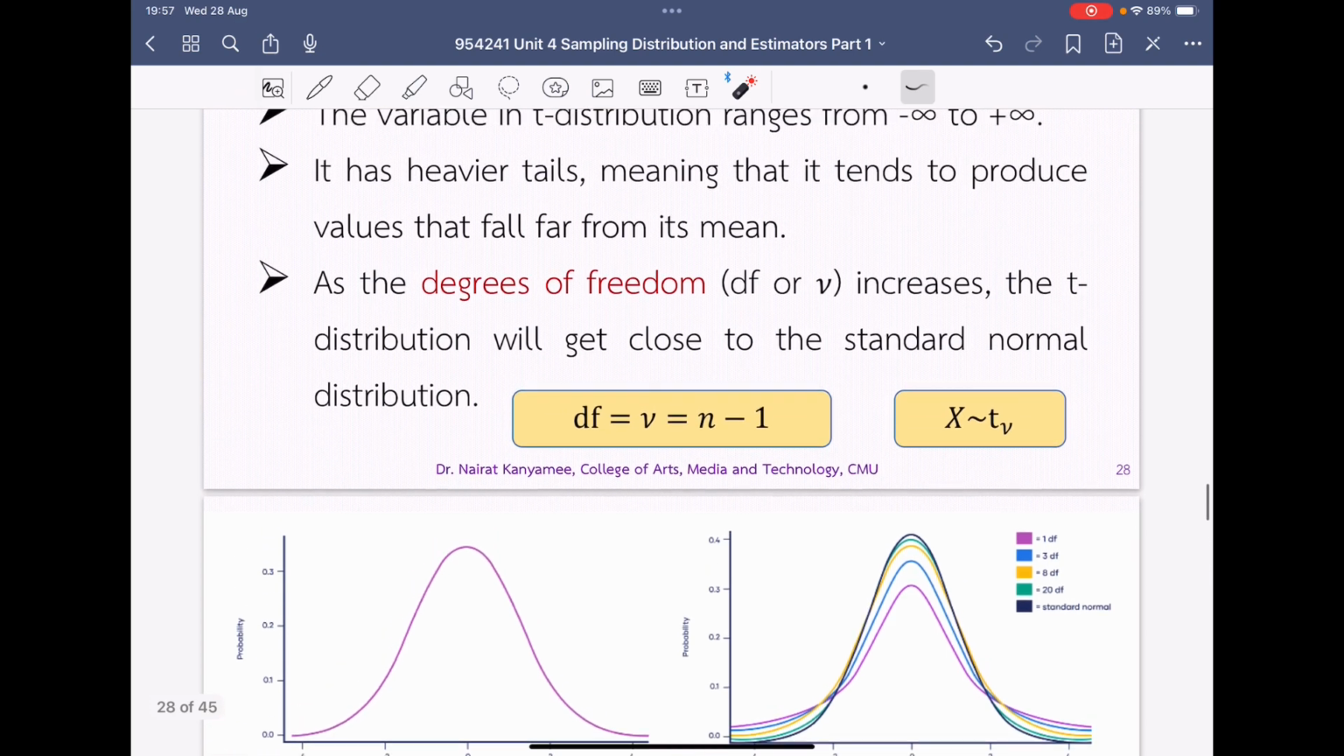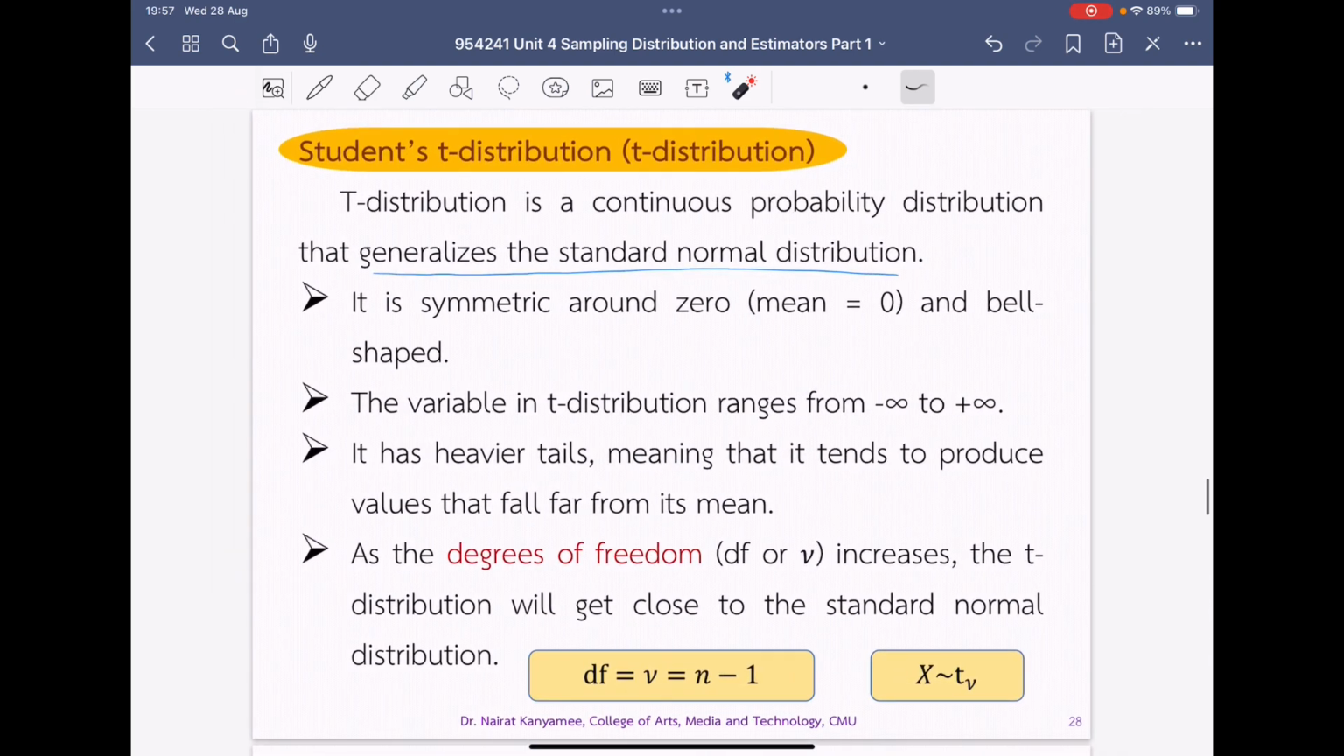And the t distribution comes with degrees of freedom. You need to identify the degrees of freedom in order to find the probability. For degrees of freedom, we use the notation df, or sometimes nu, which is a Greek letter. Use df or nu to stand for the degrees of freedom.